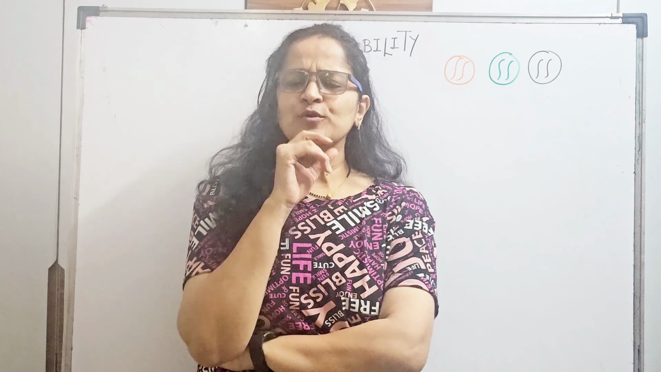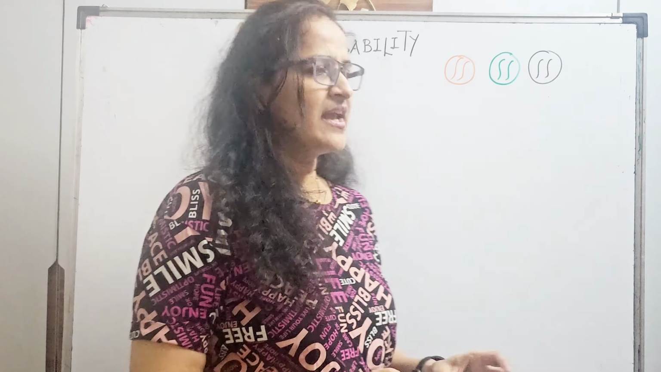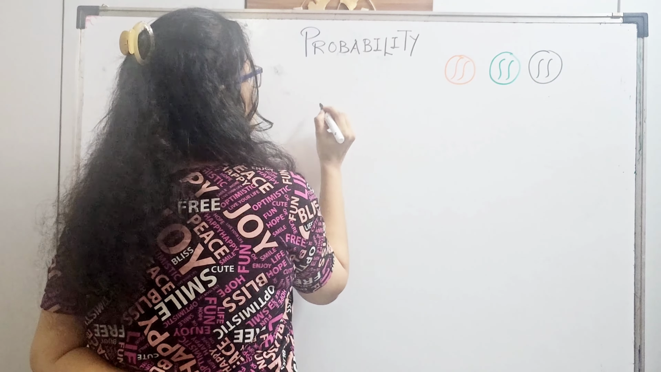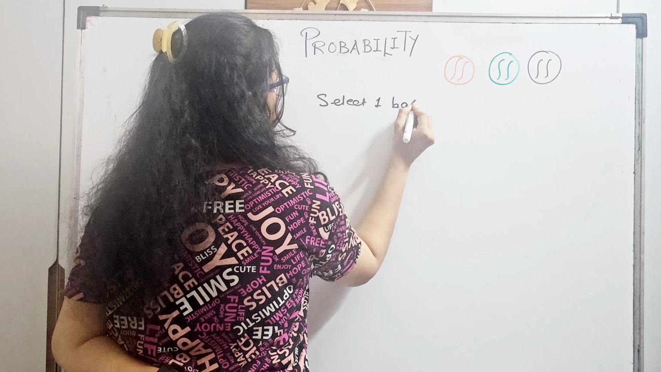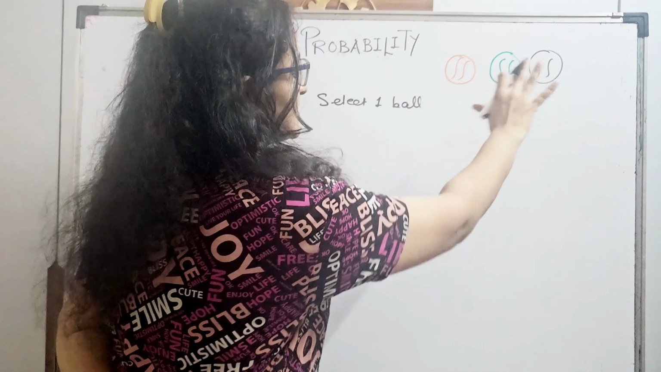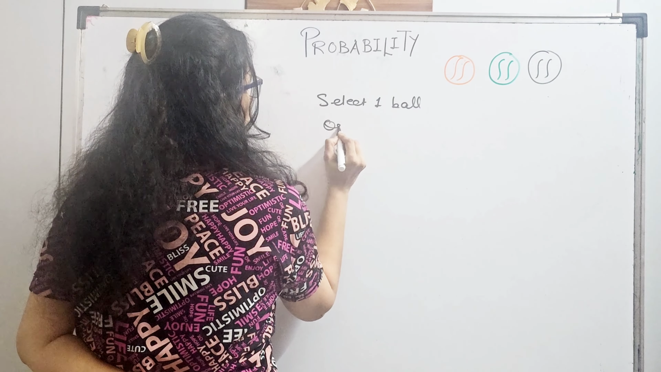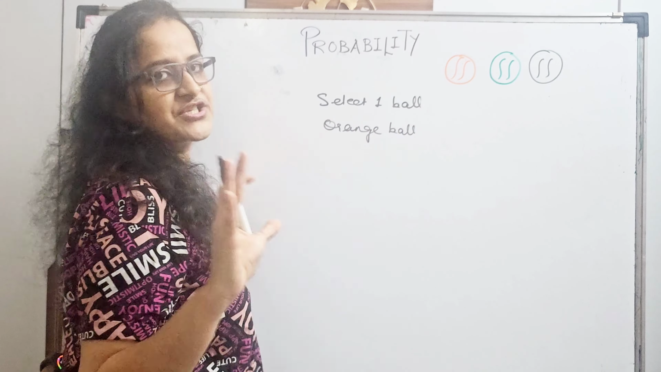So what did you do? First thing, you selected one ball from these three different colored balls, and then the ball needs to be orange colored one. That's what my condition is, right? So let me get to the point. First thing, what did you do? Selected one ball, any one ball out of these three, correct? And what was the condition for this? It has to be an orange colored ball.